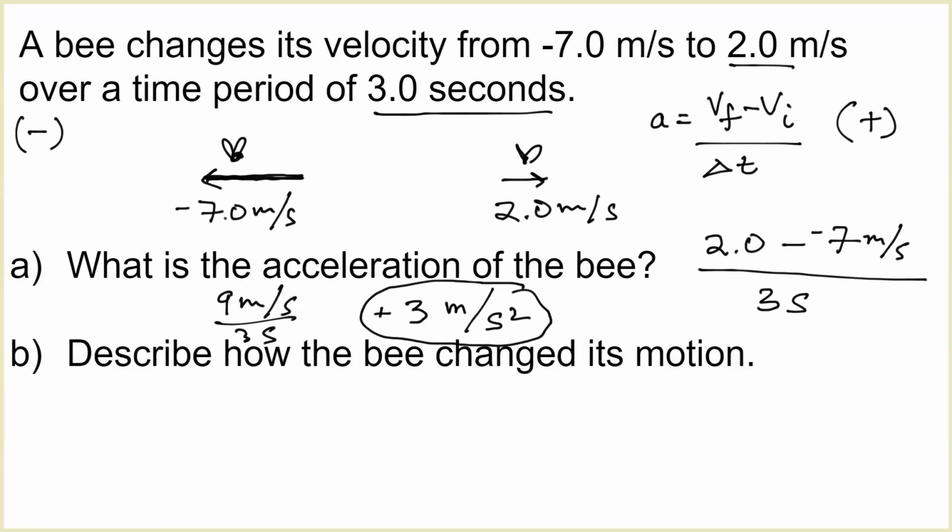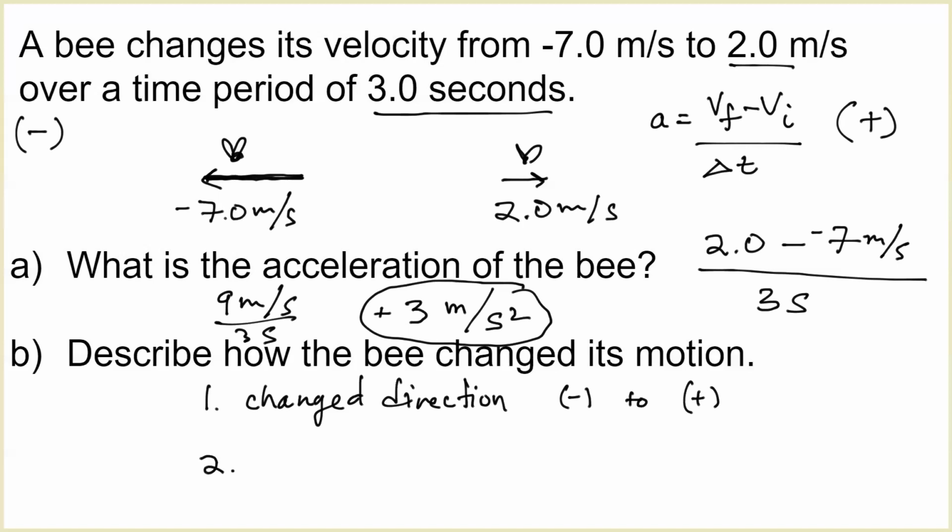But now we need to examine, how did the bee change its motion? Well, we got to go back to our little picture. So at first, the bee was going in the negative direction at a pretty large magnitude of speed. And then later it was going in the opposite direction a little bit slower. So it actually did two things. The first thing it did is the bee changed direction. We know this because we went from a negative direction to a positive direction. So there had to be a change in direction, which is a type of acceleration.